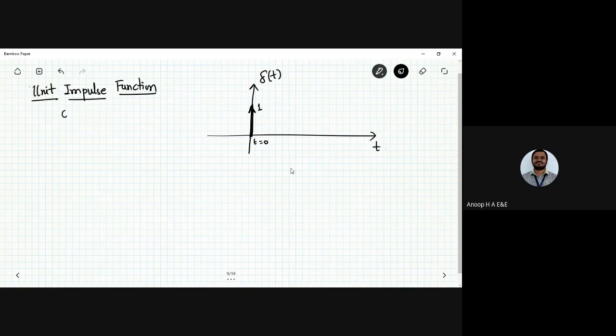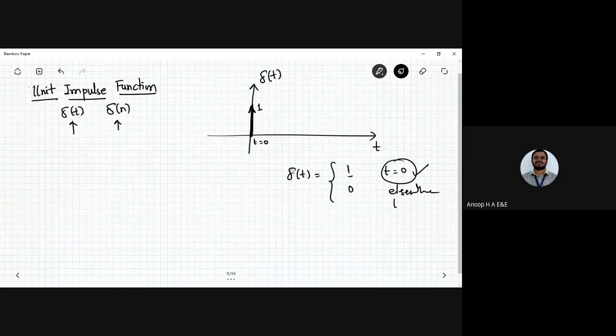This is t. So delta of t is the representation for continuous time domain, and delta of n is for the discrete time domain there. Okay, so that is mathematically how to express delta of t. That would be equal to, again, the magnitude would be 0 and 1. So delta of t is 1 at t equal to 0 only, and 0 elsewhere. Or I can write it as t not equal to 0, it is 0 there.